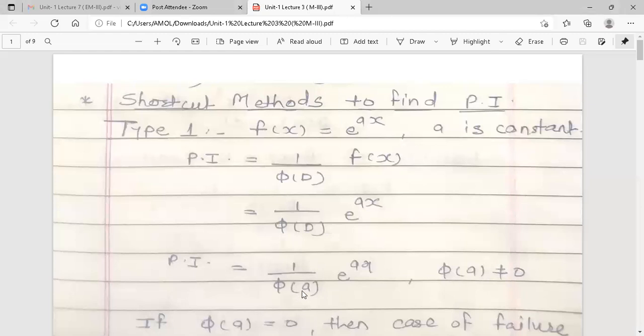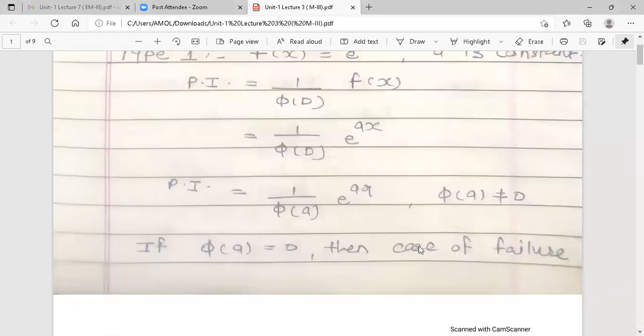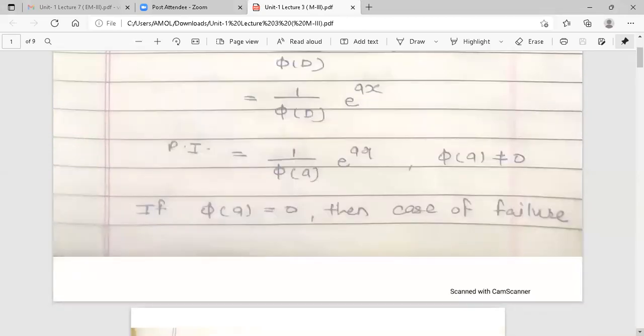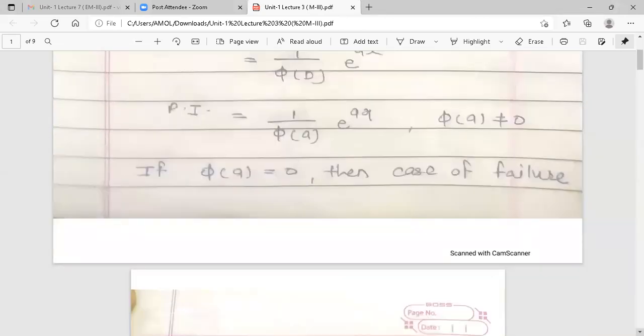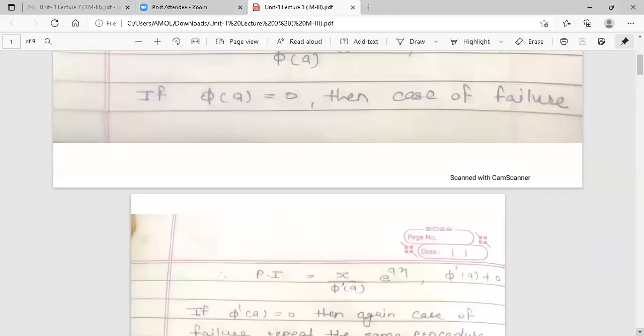The denominator term phi of a must be non-zero, because if phi of a is equal to 0, then it is the case of failure. If denominator is 0, then you get infinity. So the condition is there that phi of a must be non-zero. If phi of a is equal to 0, then it is the case of failure. And then in that case, how to find the PI?